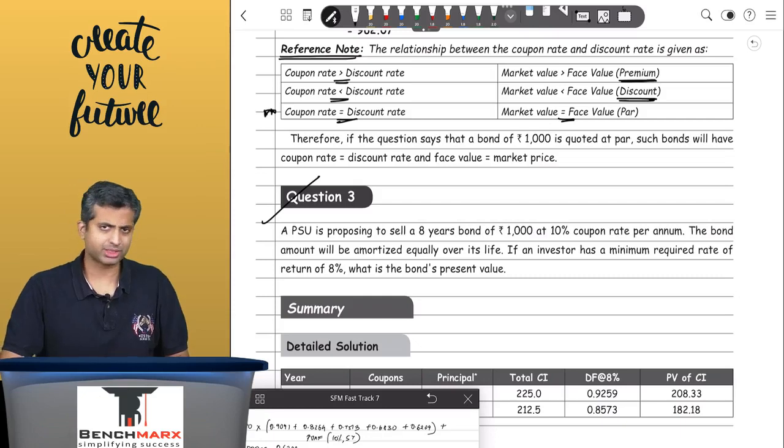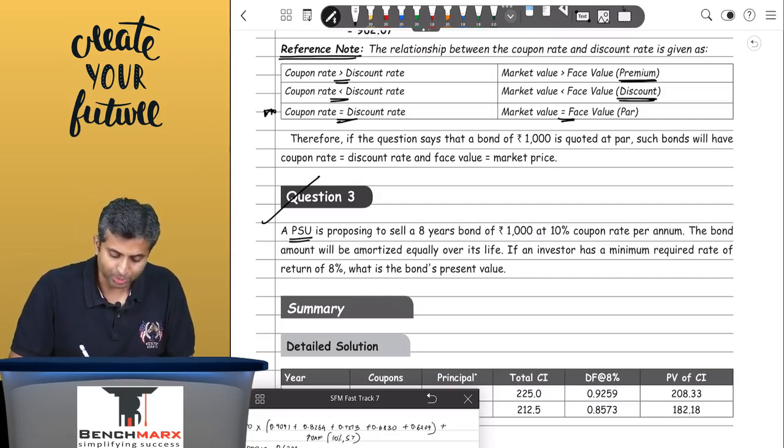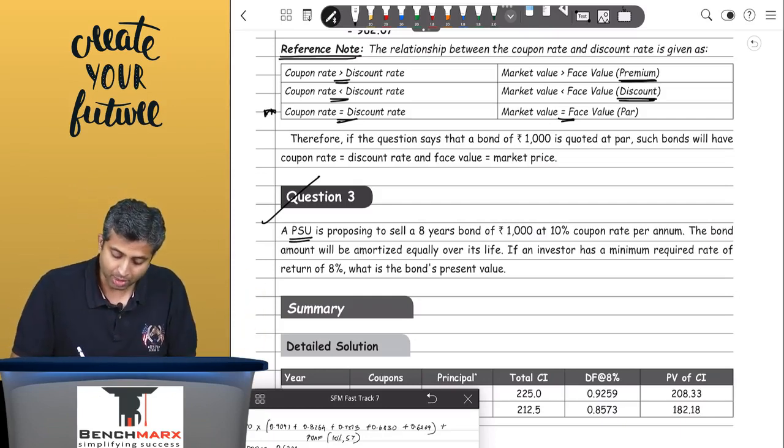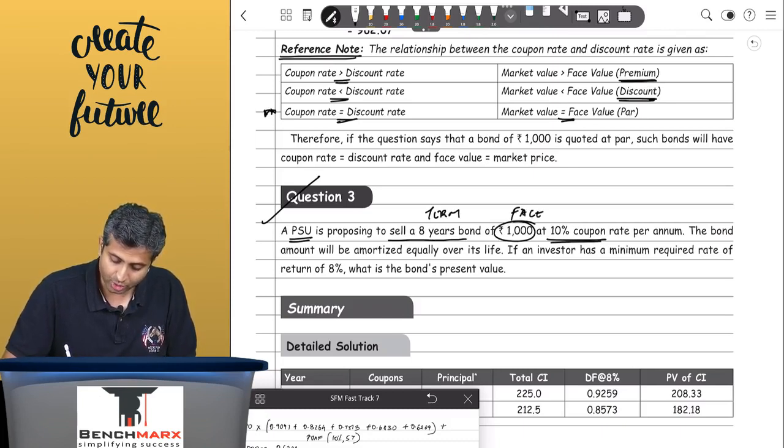These are basic questions. Whatever is important, I'll tell you separately. A PSU, a public sector undertaking, basically a company, is proposing to sell an 8-year bond of 1000 rupees at a 10% coupon rate per annum. So your term is 8 years, face is 1000 and coupon is 10%.